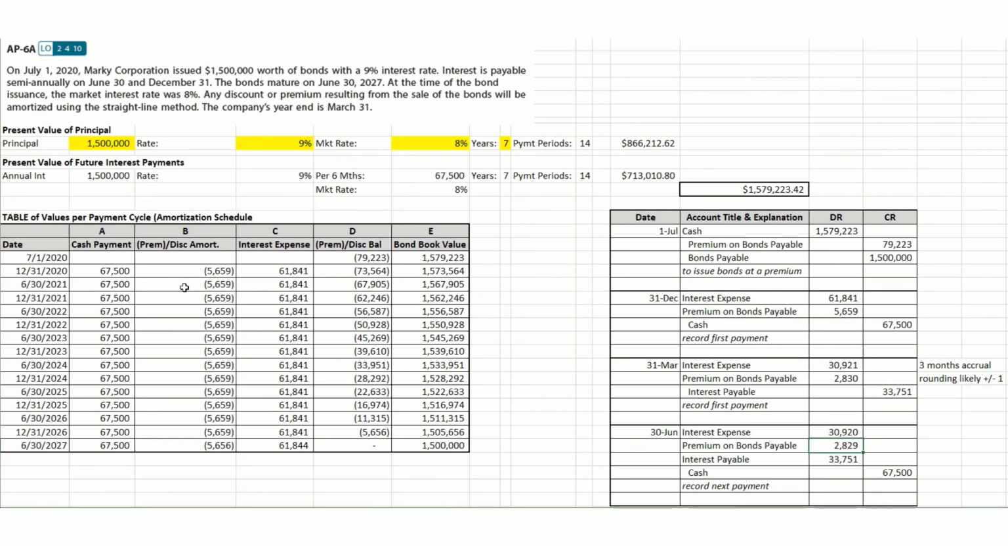The total premium amortization was 5,659, less the amount that we recorded as of our fiscal year end. And the same with the interest expense, which was 61,841 for 6 months, less the amount that we accrued for the first 3 months, 30,920. And then we have our balanced journals being 67,500 on both sides. If you were to carry forward this entry into the future, it would follow the same cycle. So you could use this chart, in reality, to support all of your journal entries for the whole period that you hold those bonds.